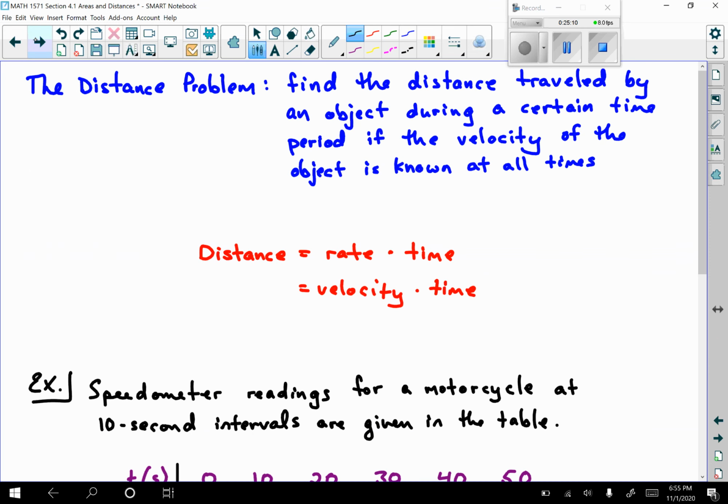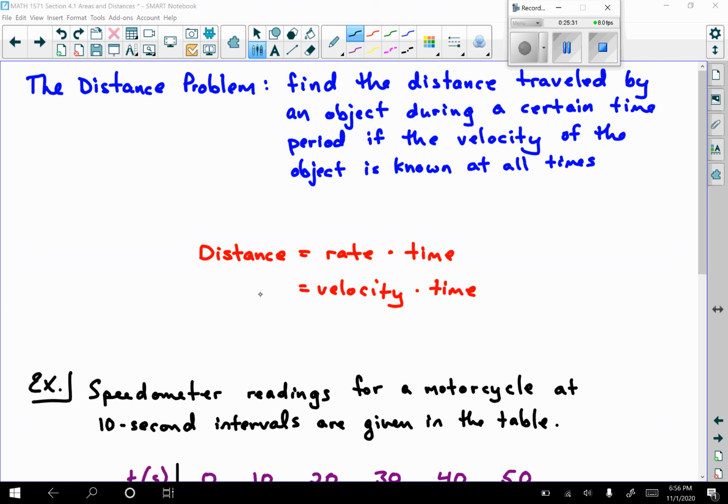All right, so last we're going to take a look at the distance problem. So this is pretty much going to turn out to be the same type of problem, only we're not looking at a graph, we're going to be looking at a table. But the distance problem is to find the distance traveled by an object during a certain time period if the velocity of the object is known at all times.